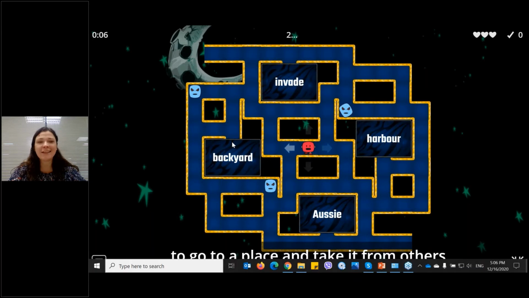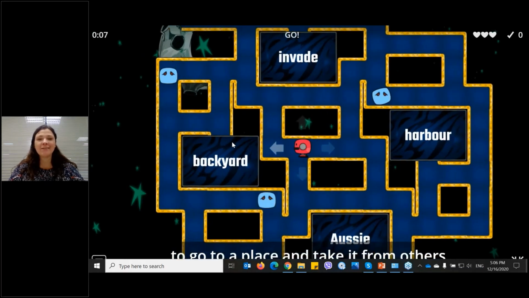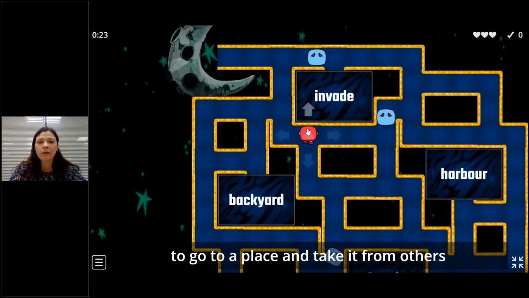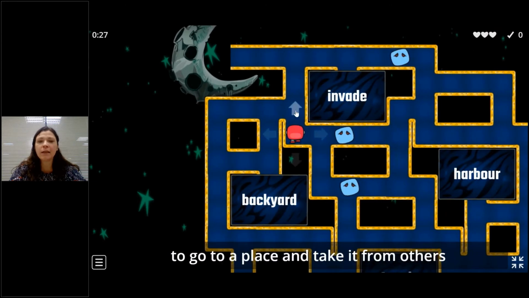Oh, Tatiana and Oksana, you wrote really lots of different nouns. Spectacular. Okay, so what we are doing here, we need to read a definition and use arrows to go to a place and take it from others. Which word should I choose?